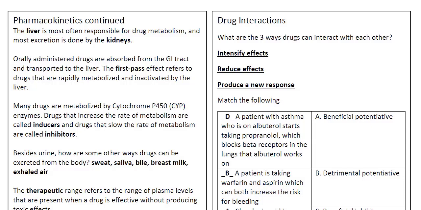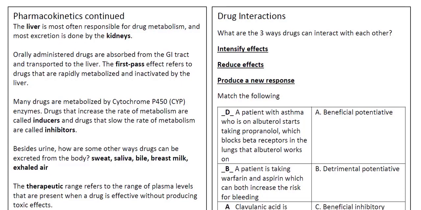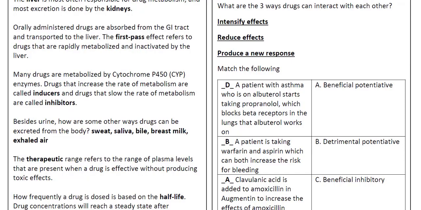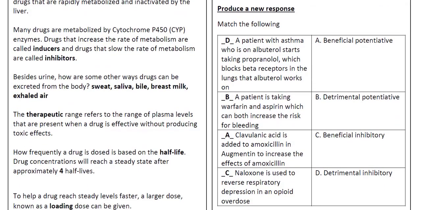When 2 medications intensify their effects, this is known as a potentiative interaction. Potentiative interactions can be either good or bad, that is, beneficial or detrimental. An example of a beneficial potentiative interaction is the use of clavulanic acid with amoxicillin in the antibiotic Augmentin. The clavulanic acid increases the effects of amoxicillin, so this is a beneficial or good potentiative interaction. The 2 medications work together to intensify their effects.